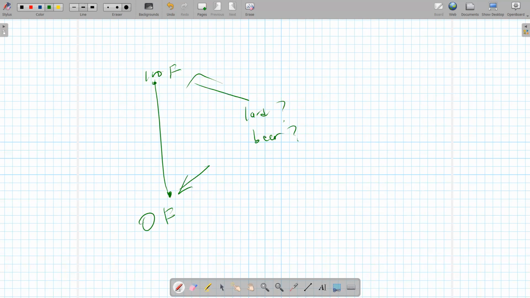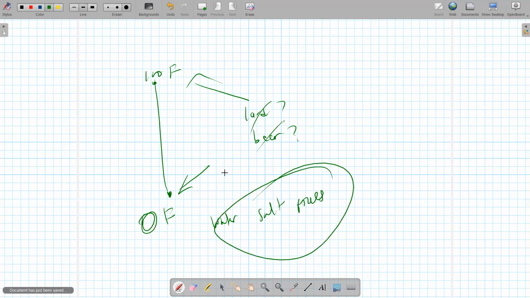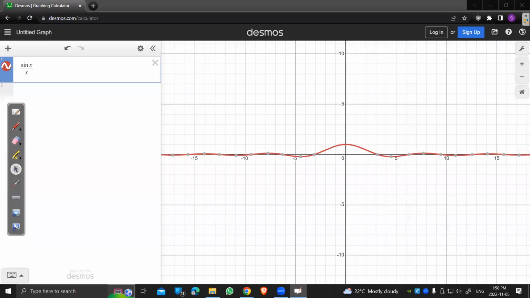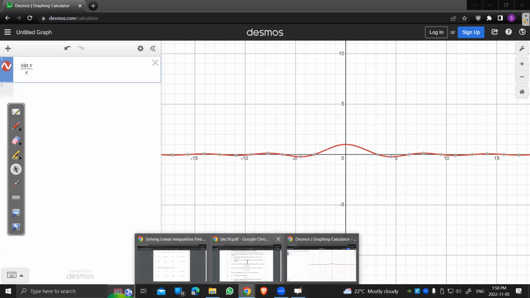Okay, yeah, this is 0. It's not lard or beer. 0 Fahrenheit is when water and salt mix, apparently. Okay. Yeah, it's not the most relatable of scales, that's for sure, right?